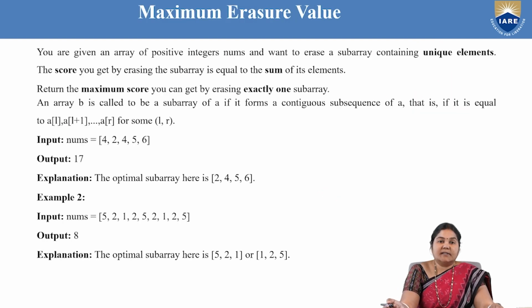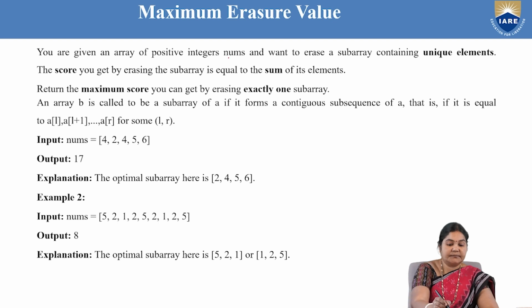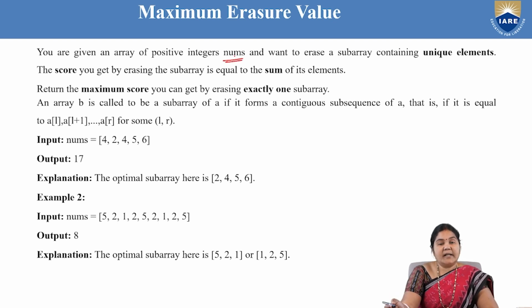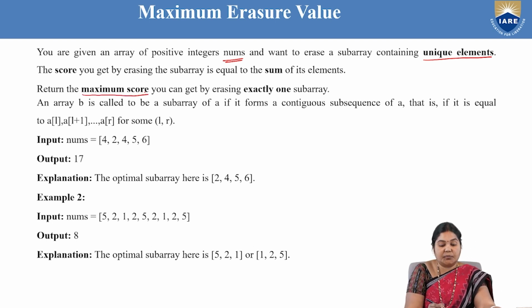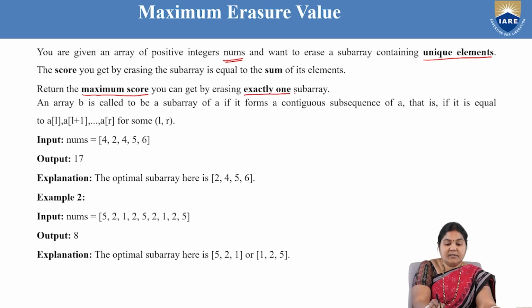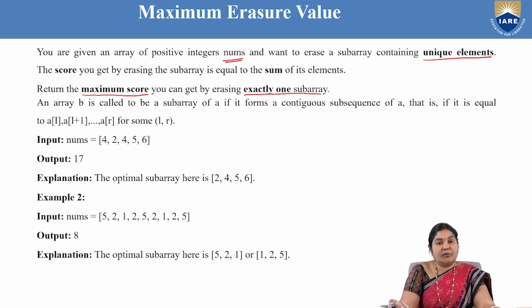Now, let us understand the next question, maximum erasure value. You are given an array of positive integers, nums, and want to erase a subarray containing unique elements. This is very important. The score you get by erasing the subarray is equal to the sum of its elements. Now, return the maximum score you can get by erasing exactly one subarray. So what you need to find out? You need to calculate the maximum score for the subarray which you want to erase.